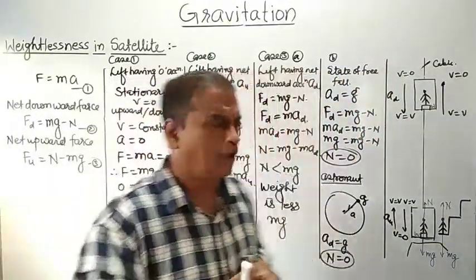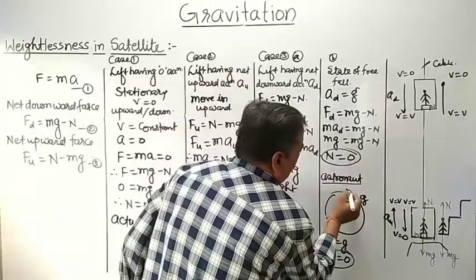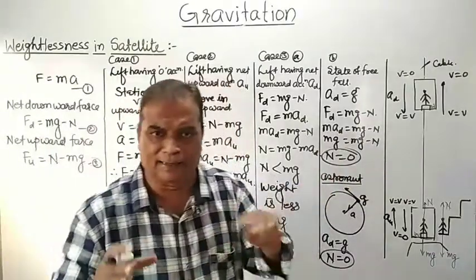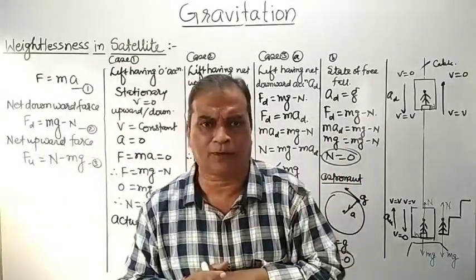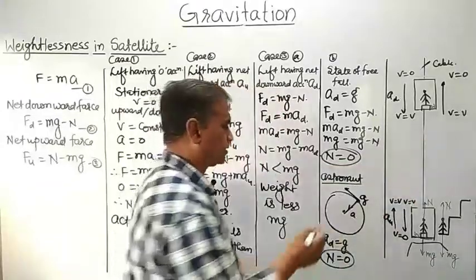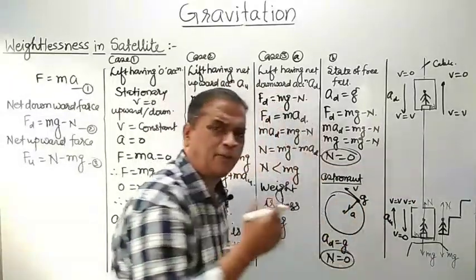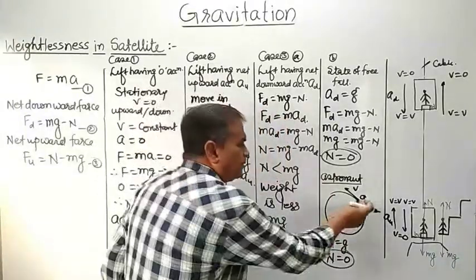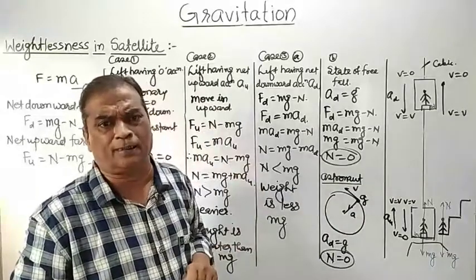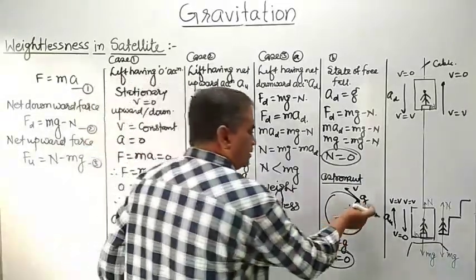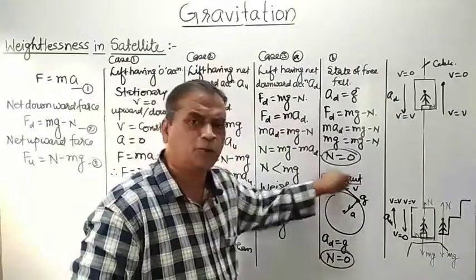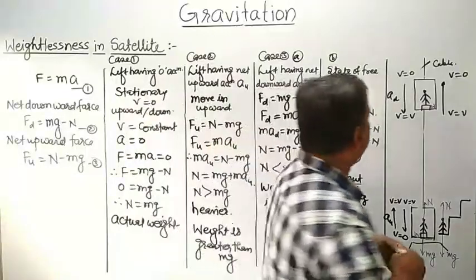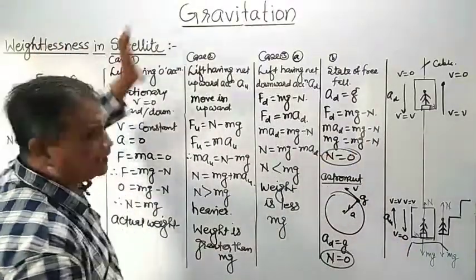Why is it so? Because astronauts were lying in a satellite and the satellite is performing circular motion. When an object is performing circular motion, how is the direction of its velocity? It is tangential to the circle. So the astronaut continues to perform a circular motion instead of falling on the surface of Earth. So this is about weightlessness in a satellite.